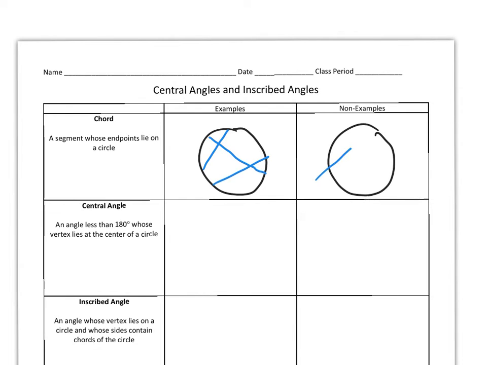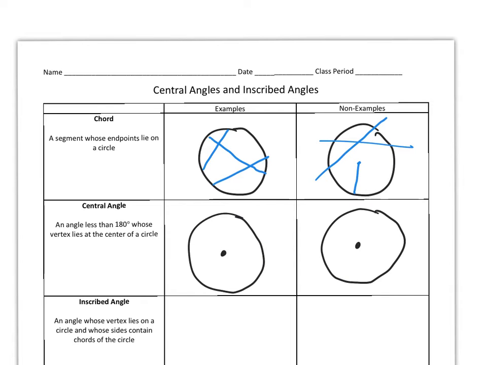Some non-examples would be line segments that cut all the way through the circle. Those are not chords. Or ones that go maybe from the middle to the circle itself. So those are non-examples. What about a central angle? A central angle has its vertex at the center of the circle. And a central angle is less than 180 degrees.